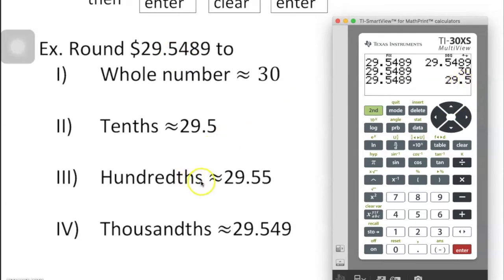Now I'm going to go to the 100th place. So again, mode, you go to float, and of course you go to enter, clear, enter. Now you see 29.55. As you clearly see, 29.55. Every time you round up, I want to make sure you understand we put down approximation or about. So if you round it up to the 100th place, it's about $29.55. We can put down those actually.